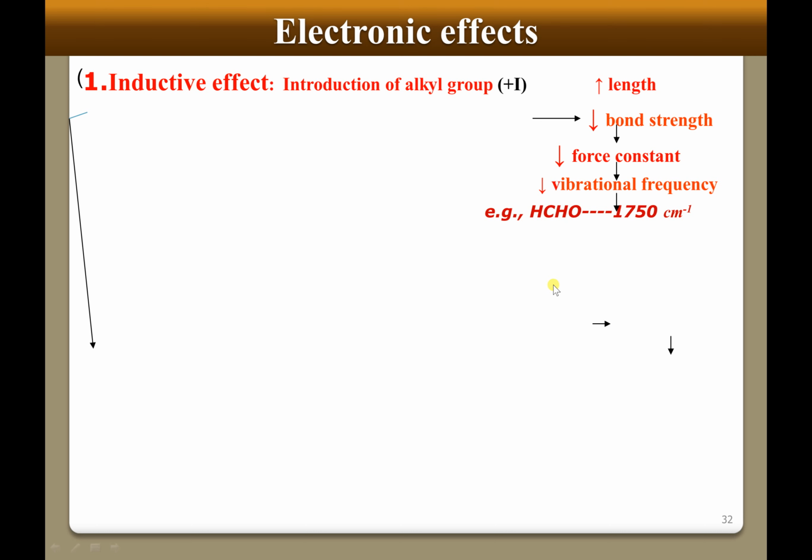And here I have taken an example of formaldehyde, and if I replace one H with a CH3 group, that is an alkyl group, I will see that my vibration frequency has reduced a little bit. If I replace this H also, it will reduce further.